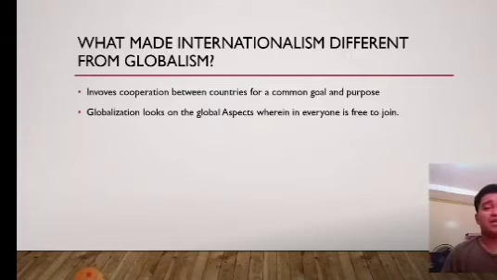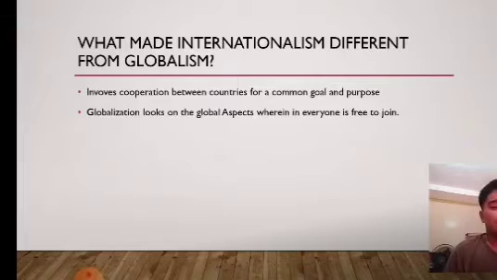So, the difference of internationalism from globalism is that it involves cooperation between countries for a common goal and purpose. A group of countries agreed to work together for a common purpose, wherein they won't allow other countries to be part of it, but only those countries who are part of the agreement will work together. Next is globalization. Look at the global aspect, wherein everybody is free to join. Right? Globalization is opening up international borders for free market. So everyone is allowed to join in globalization.